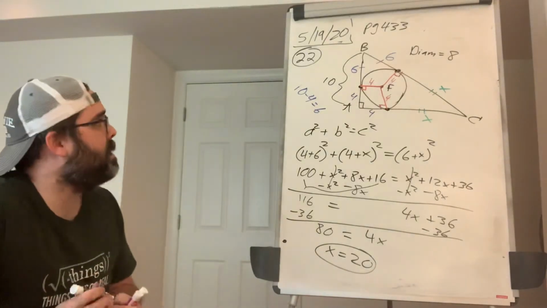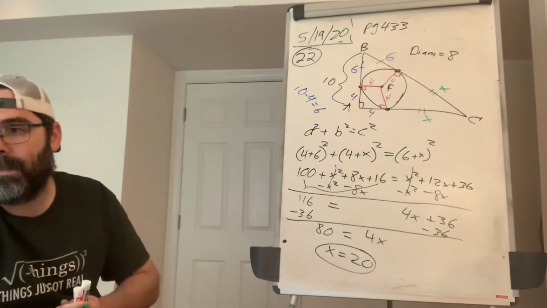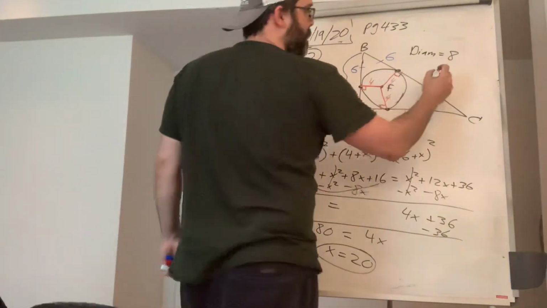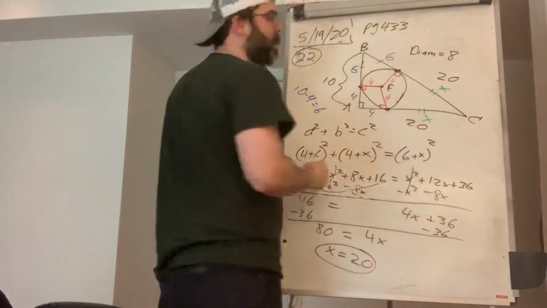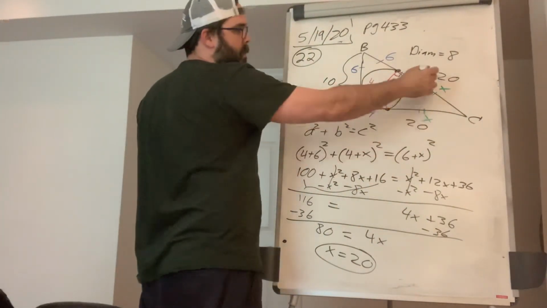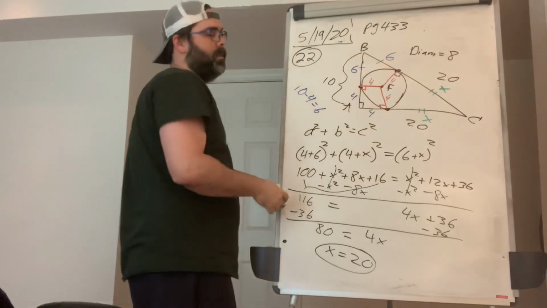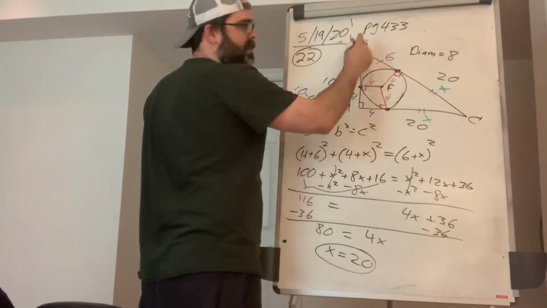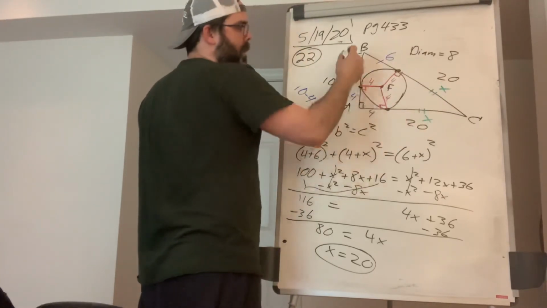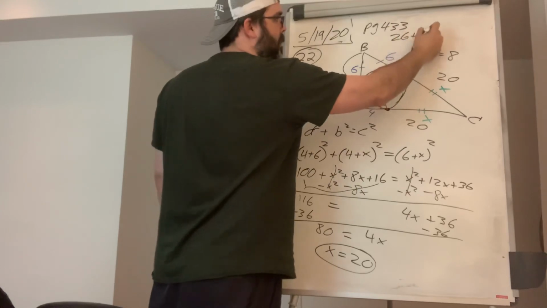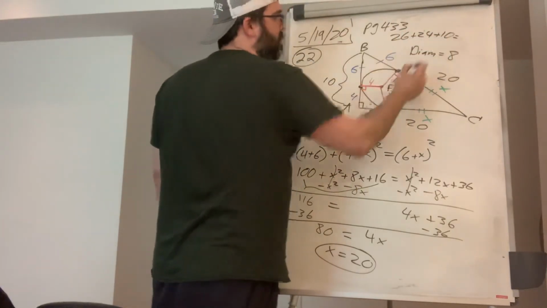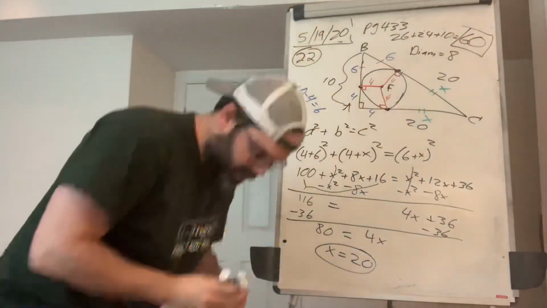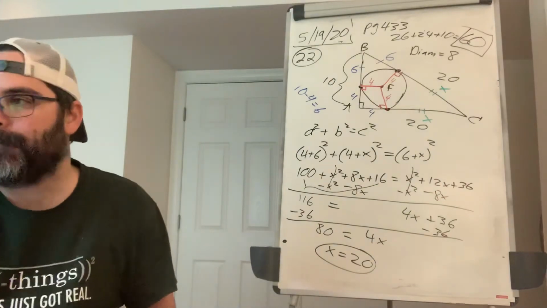I haven't answered the question. The question's asking me to find the perimeter of this figure. So now I know what the x's are. So this is 20, and this is 20. So now I'm going to add these up. 4 plus 20 plus 20 plus 6 plus 6 plus 4. All right, so I end up with 2 6's. I'm sorry, this is 26 and 24 and 10. 26 plus 24 plus 10, which equals 60. And that's the answer to that question.